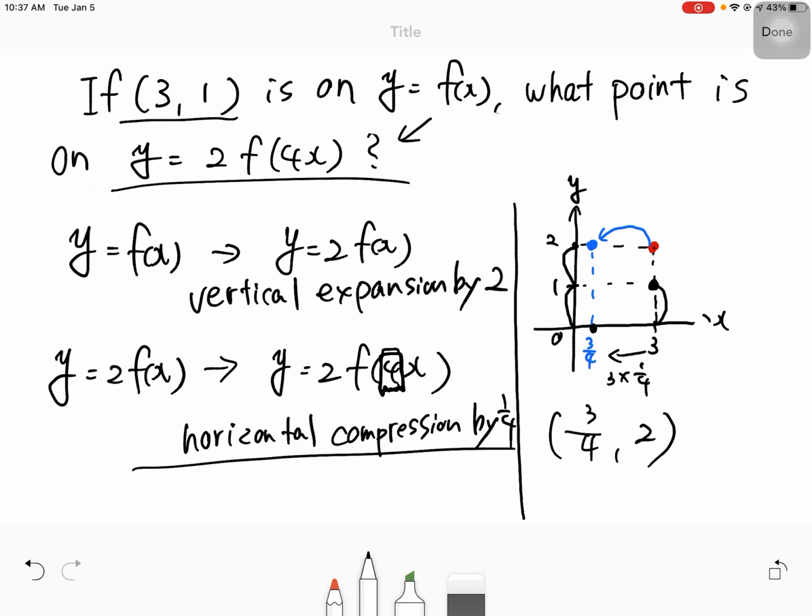That's the answer. It's a bit complicated, but what you have to do is move the point on y equals f of x with the process of transformation from y equals f of x into y equals 2 times f of 4x. And I recommend you to do it step by step. First, it doesn't matter, you can start with horizontal compression, you can start horizontally or vertically, but you have to do both because it has both vertical and horizontal compression and expansion.